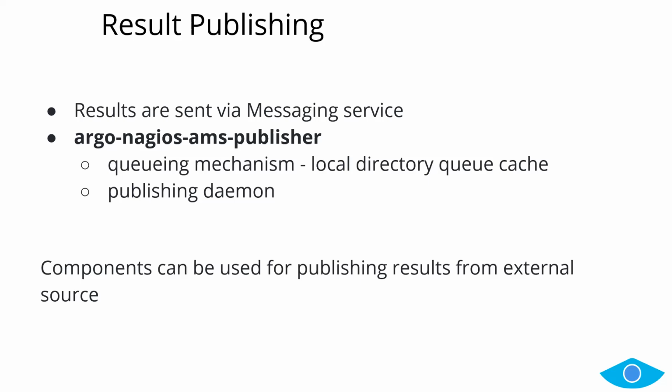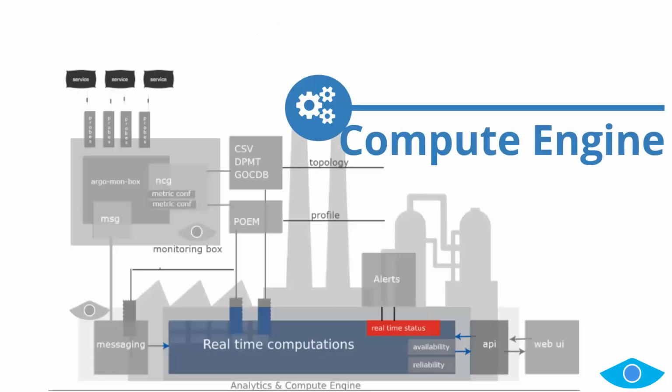He's really keen on making it perfect as much as he can. The AMS publisher comes with a Python library as well. So basically you can just use the Python library if you already have everything that you need for using the messaging service. Enough about the messaging service. Let's get to the central part.